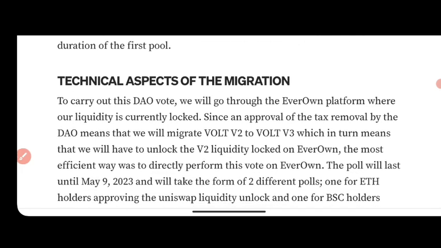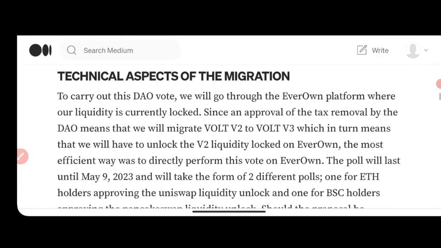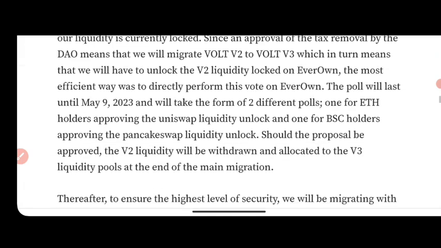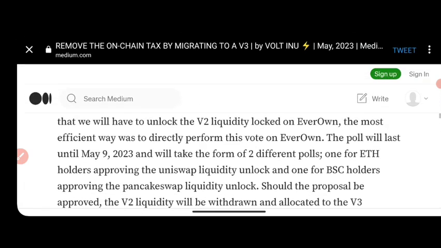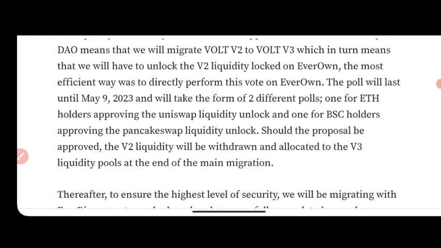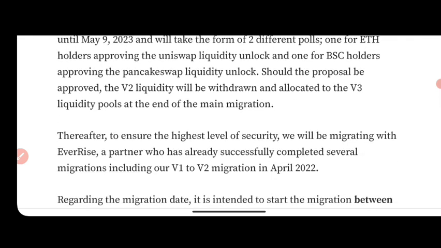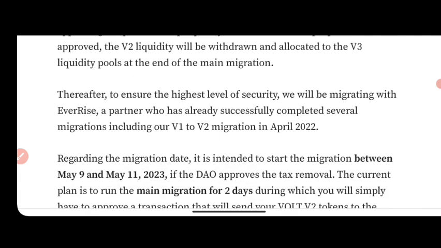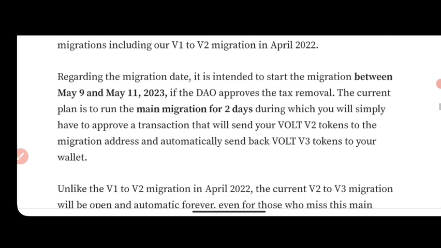And the technical aspect of the migration right here: we remember when the v2 actually came up, we migrated from the main Vothinen v1 to v2, and there's something that came up. People that missed that in the first month waited for a few more months to do it, and some actually lost their token with that. But this is said not to happen in this particular v3, which I'm going to be breaking down for you to check.